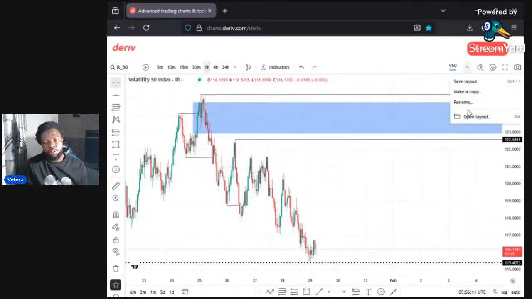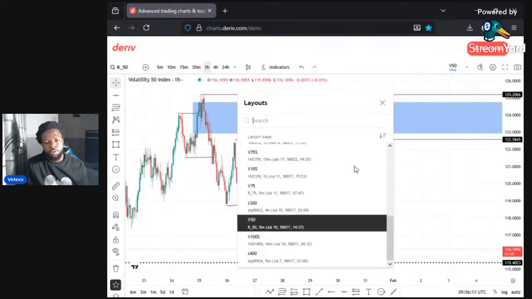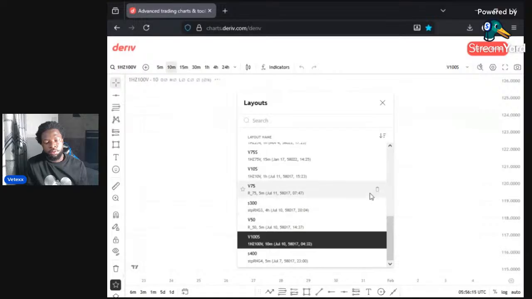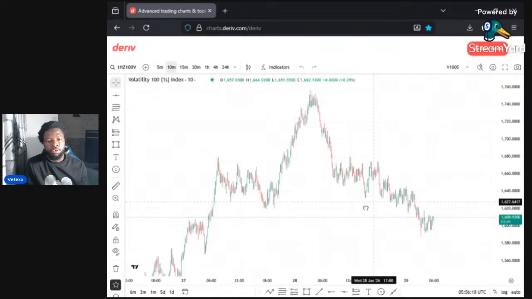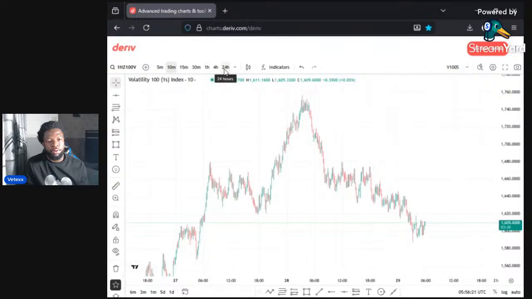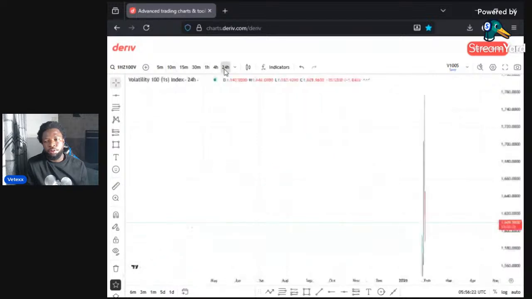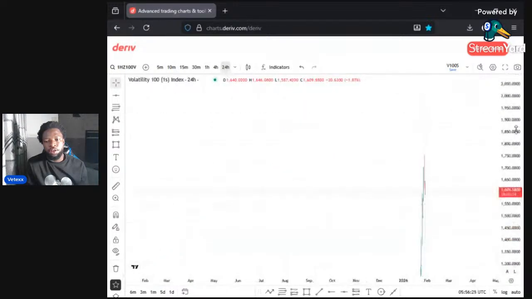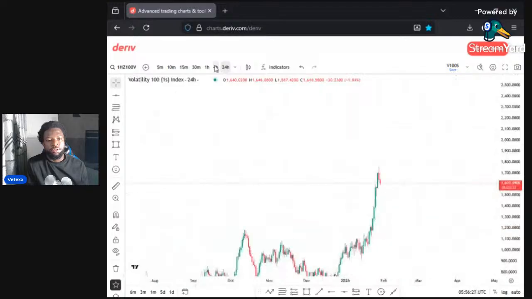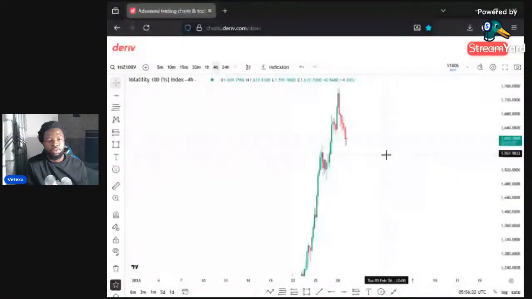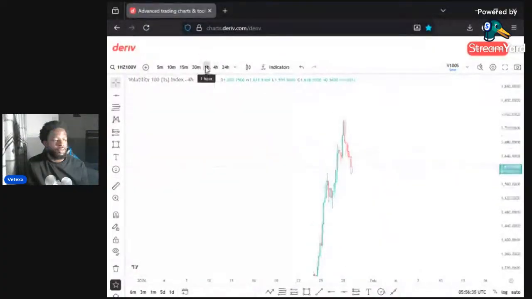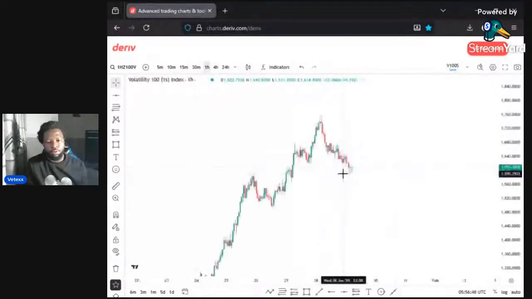So now let's check out the next pair on our list, which is V100S. Let's check out V100S and see. V100S is bullish on the weekly time frame, bullish on the 24-hour time frame. So now that we know the direction like that, let's go to the 4-hour time frame and check if you are going to find our system. In the 4-hour time frame, you can't see anything. Let's go to the 1-hour time frame and check if you are going to find what we're looking for.